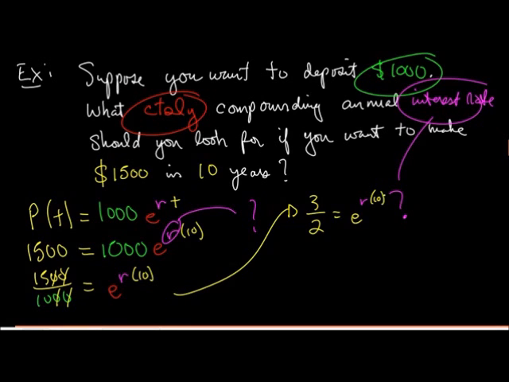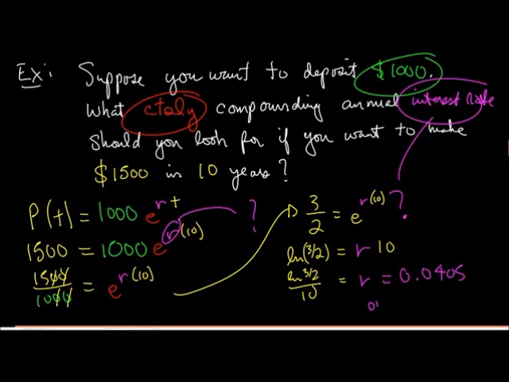See that 10 is in the exponent. How do you solve for that r? Remember, you have to take natural log of both sides so that r comes down. It'll come down with the 10 also. So we'll have ln 3 over 2 is equal to r times 10. And so finally, r is equal to ln 3 over 2 divided by 10. And if you plug that into your calculator, you will get 0.0405, or in other words, 4.05%.